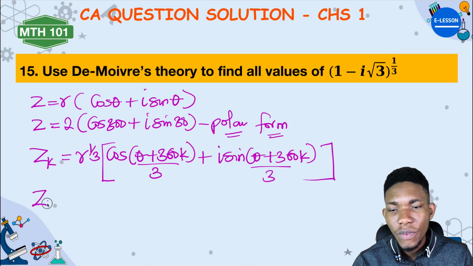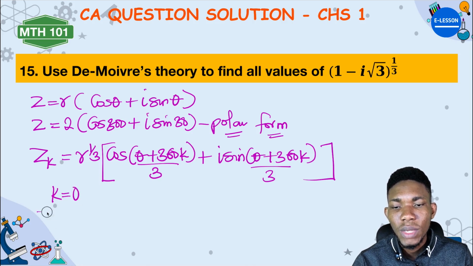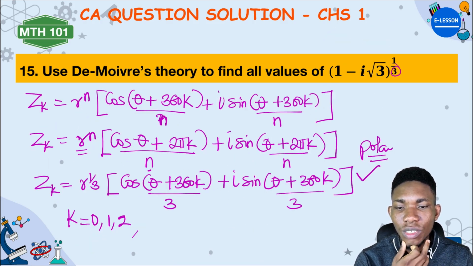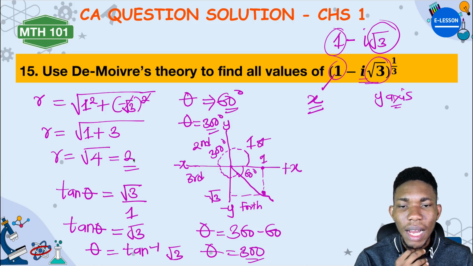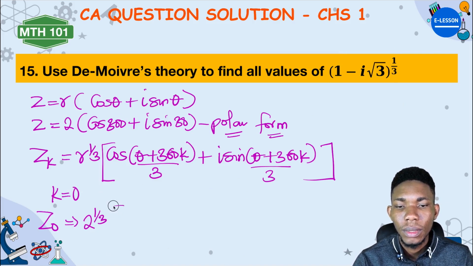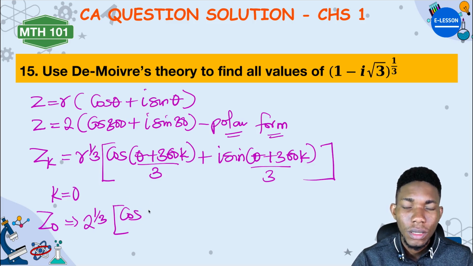So for the first k value, when k is 0, wherever you see k, put 0 there. Our r is what? 2, then to the power of 1 over 3, because r is 2. We've calculated r initially to be 2. Are you getting it? I don't expect you to understand this yet, until I teach you the full topic from the beginning.